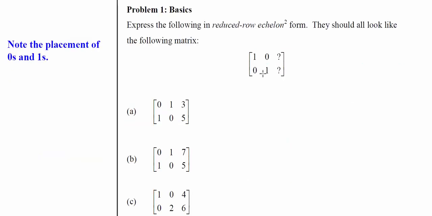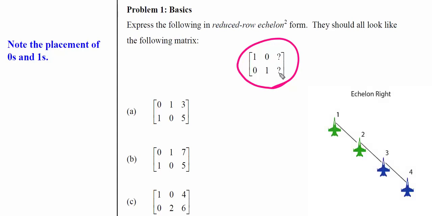This is what reduced row echelon form is going to look like. Essentially, what I'm telling you is that this is the answer. If I can make my matrix look like that, we're done. Notice the placement of the zeros and ones. So it's a 1, 0, 0, 1. These question marks are going to be magical numbers that happen just from the process of us doing the 3 rules from above.